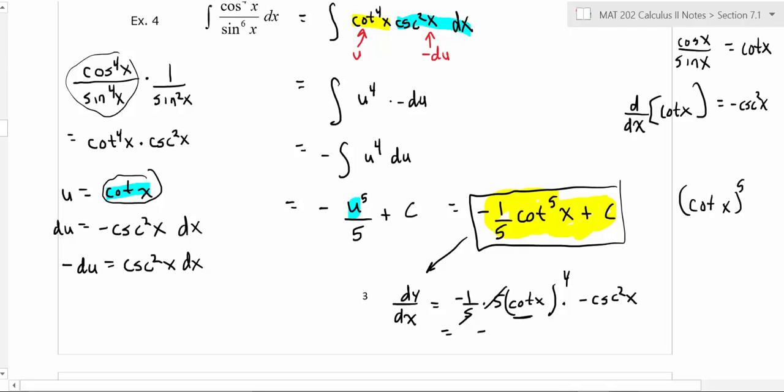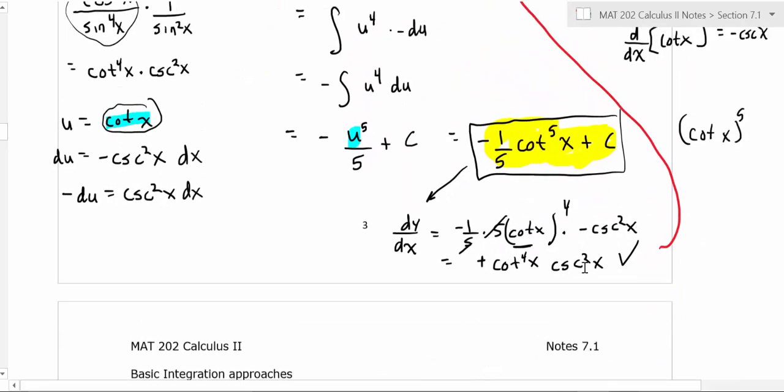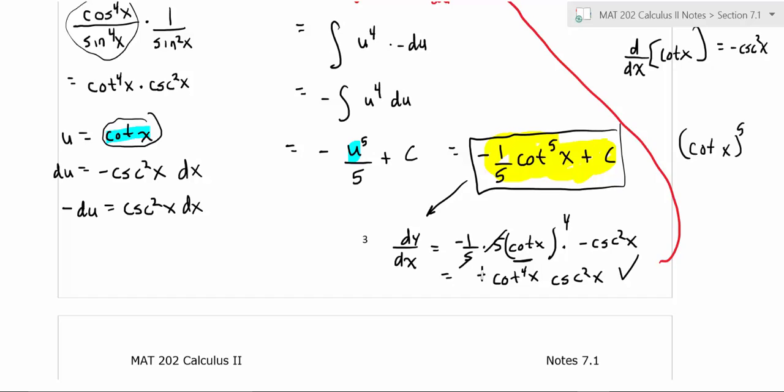That's going to leave negative cotangent fourth x. And then we have that negative times negative actually is going to make that positive cosecant squared x. Now that goes back to here. So that's matching the simplified form of that integral, but algebraically that's the same as the original integral. So we have a correct answer. Okay, so that'll give you a couple of examples of a little bit more challenging u substitution, where you do have to do some simplification first.